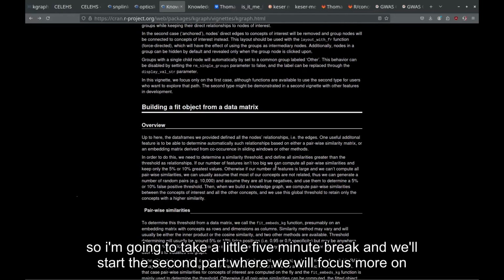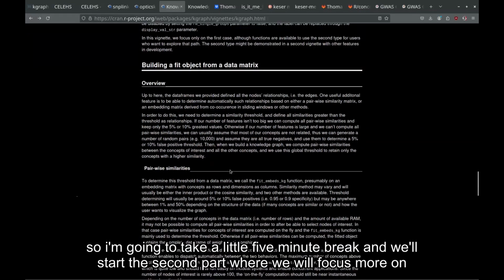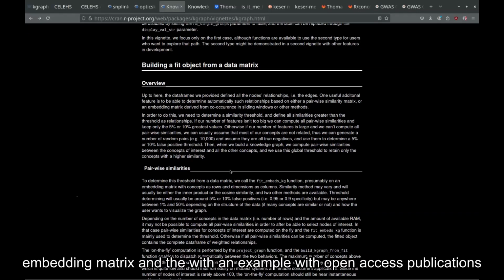So I'm going to take a little 5-minute break, and we'll start the second part, where we will focus more on embedding metrics, with an example with open access publications.